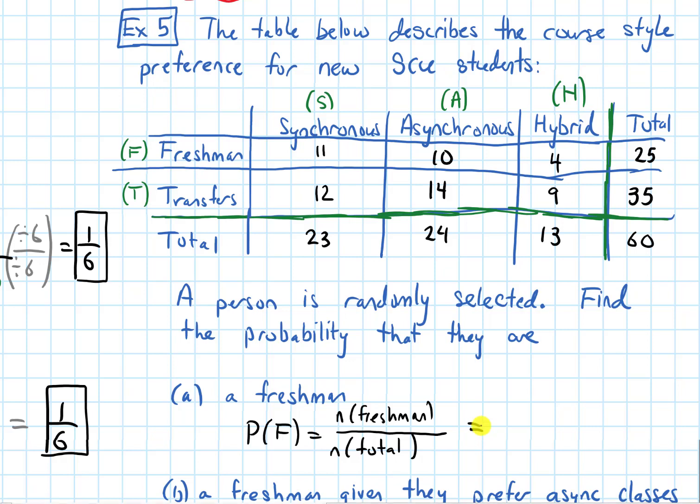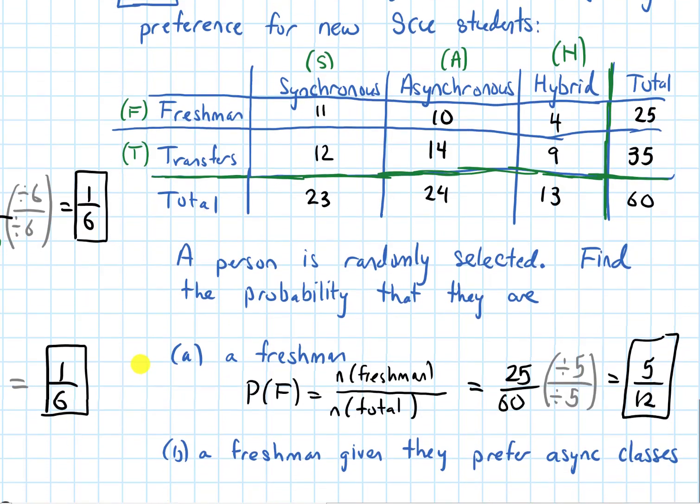So how many freshmen are there? Well, this table says there are 25 total in that freshman row. And then divide it by 60 total students on the bottom. I can simplify this by dividing the top and the bottom both by 5. In doing that, we get 5 on the top, and 60 divided by 5 is 12. So 5 over 12 is our probability.